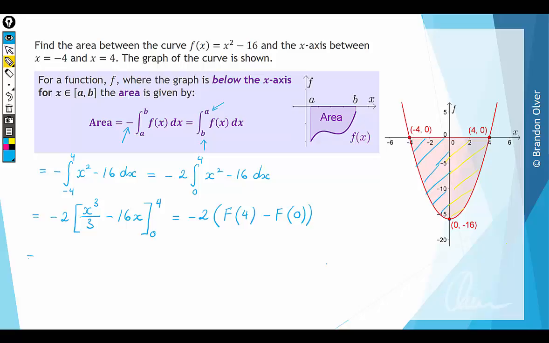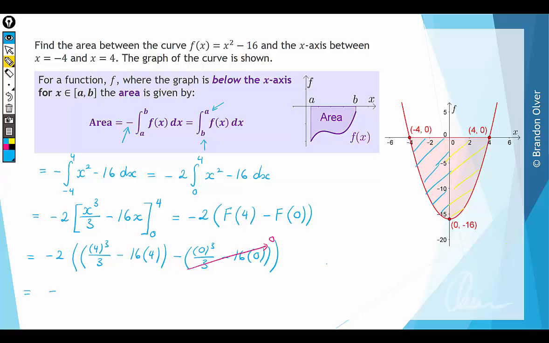So if we calculate that, we still have our -2, which we can't forget about. And then F of 4 is the same as 4 to the power of 3 over 3 minus 16 times 4. And then we subtract away the antiderivative evaluated at 0. So I'm going to have 0 cubed divided by 3, subtract 16 times 0. And now everything in there is just 0, so we don't have to worry about that. That simplifies down for us.